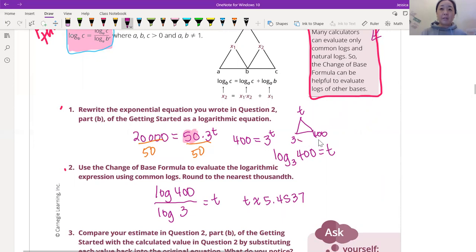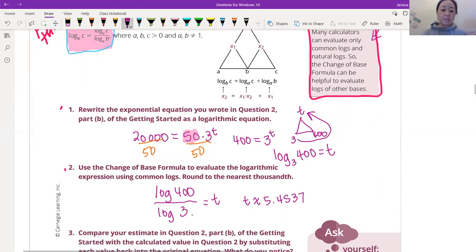And then we're going to go in this order right here. So it's going to be log base 3. The next number is 400, which is equal to what I'm pointing to, which is T. All right. And now we can use our change of base, right? Our change of base is log of 400 over log of 3.